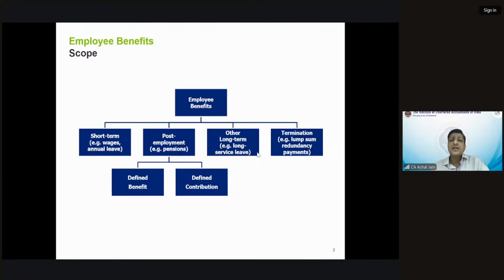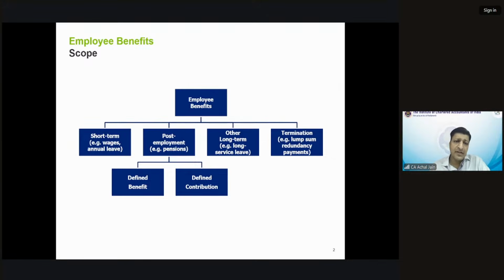Now, as regards accumulating and non-accumulating, what do we need to check? If there are accumulating employee benefits and those become due for payment within next 12 months from the balance sheet date, then what will you call it as? Short-term employee benefit. Correct? If they lapse, then you don't do anything about it, which is non-accumulating. Do you do anything about it? No. Right?